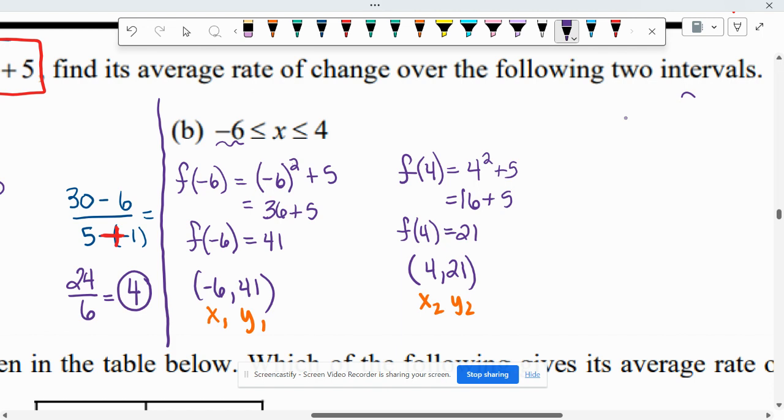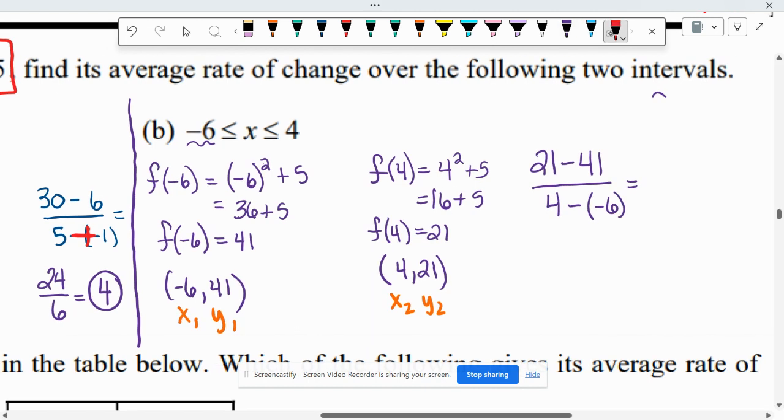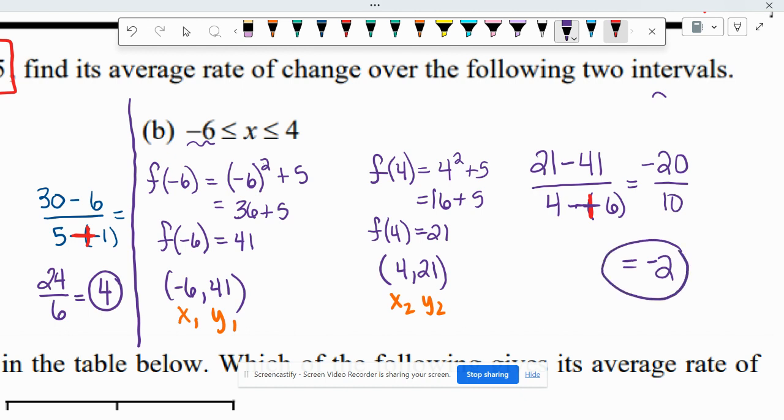So what is y sub 2? Minus, perfect, over, minus, perfect. Which does turn into a positive. -20 over 10, yeah. Which reduces to -2. Right? Yes, you're exactly right.